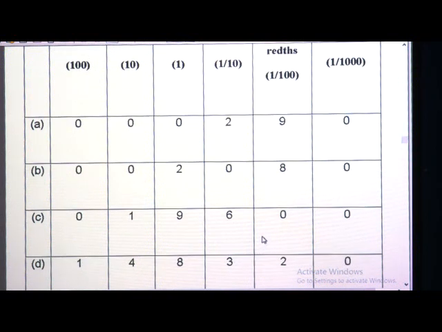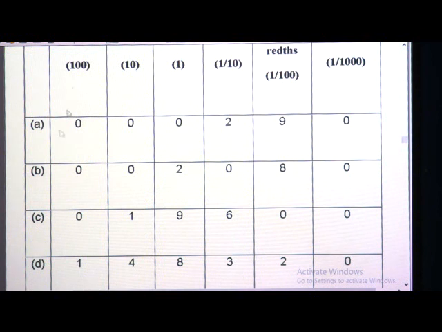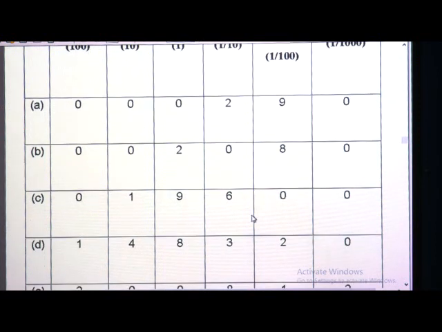Next, 148.32. In the hundreds place we have 1, tens place we have 4, ones place we have 8, tenth place we have 3, hundredth place we have 2, and thousandth place we have 0. So, this is the place value table for the following decimal, 148.32.